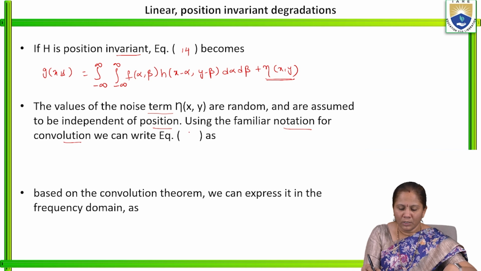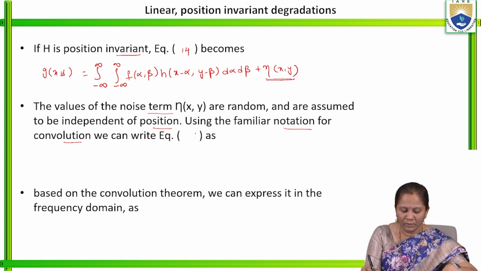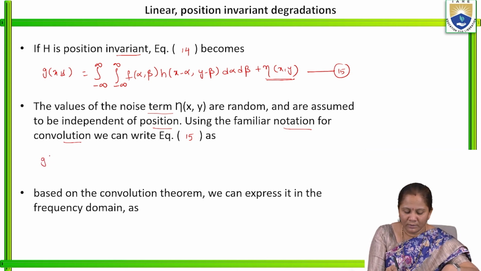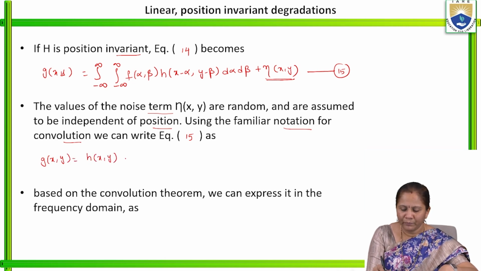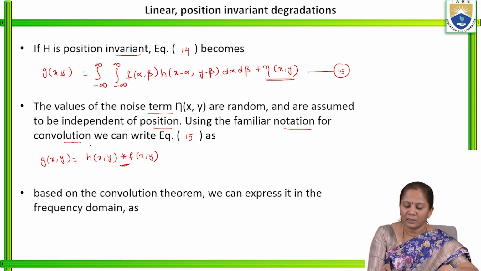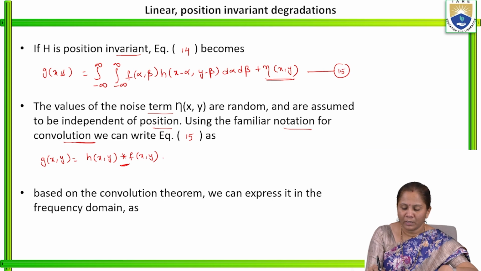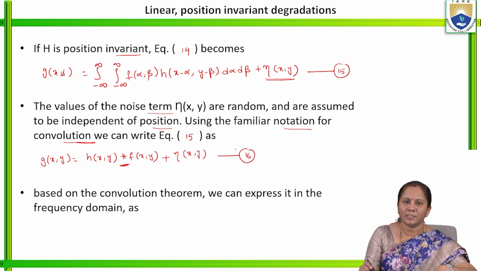Now, how will equation 15 be modified? g of x comma y is equal to h of x comma y convolved with f of x comma y, where this symbol represents the convolution operation, plus the additive noise eta of x comma y. Consider this equation number 16.